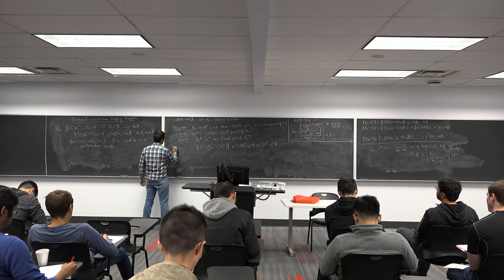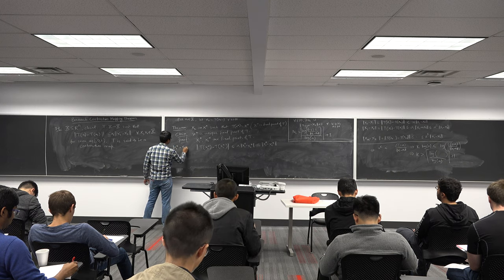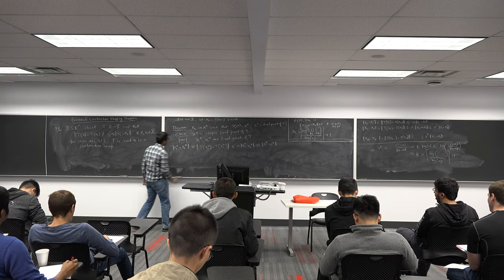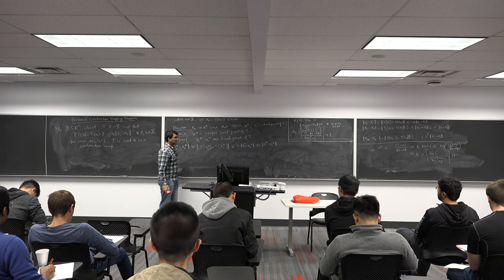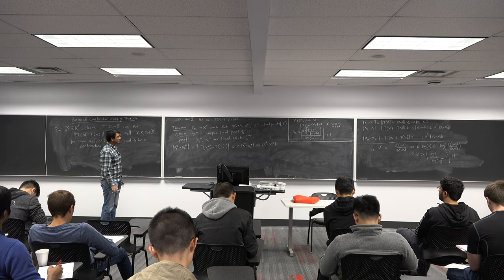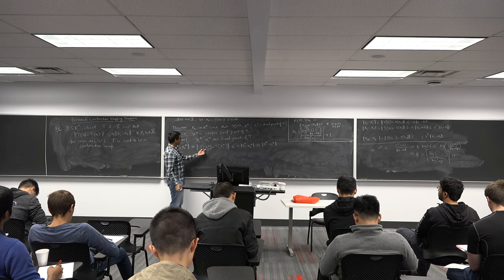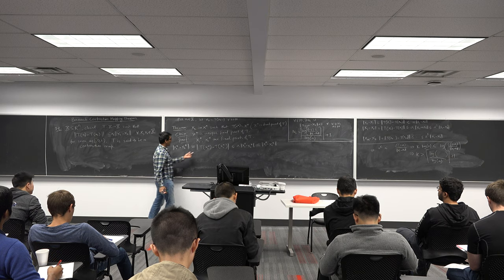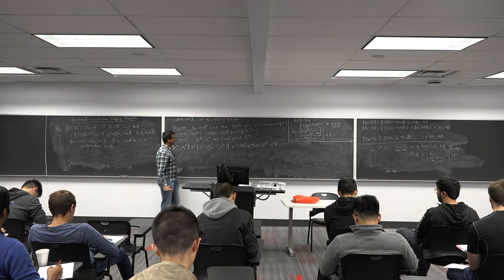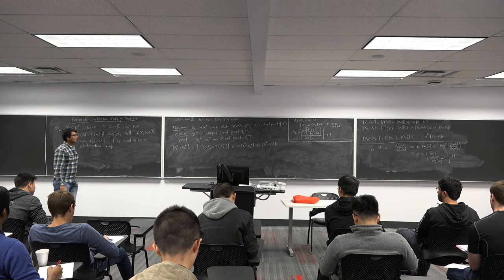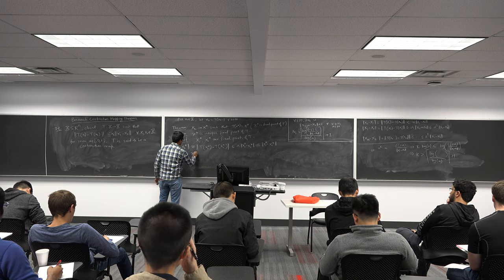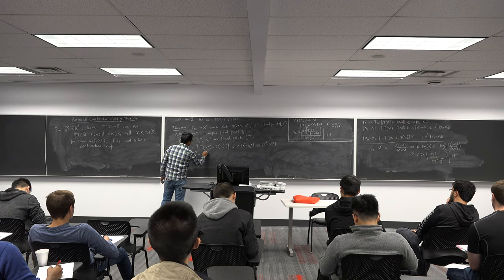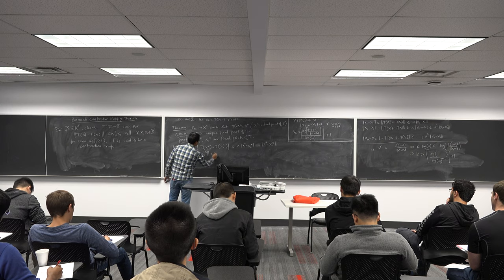And on this side, I have x1 star minus x2 star is equal to T(x1 star) minus T(x2 star), because these are fixed points, so T(x1 star) is x1 star, T(x2 star) is x2 star. So you have this sequence of inequalities, and this can only happen if x1 star minus x2 star is equal to 0.